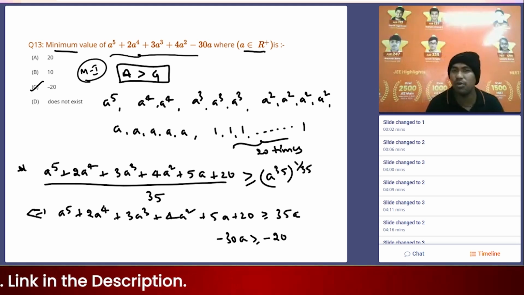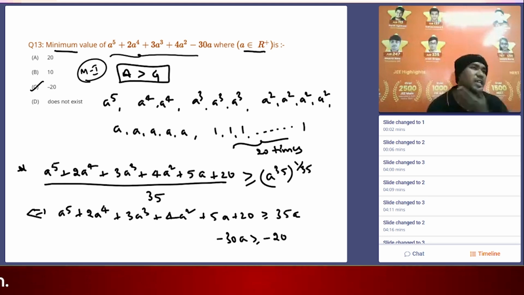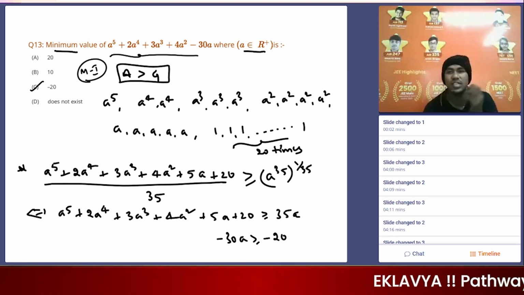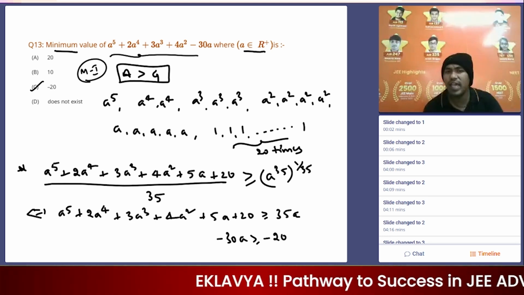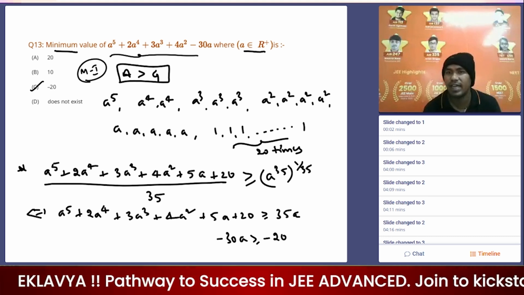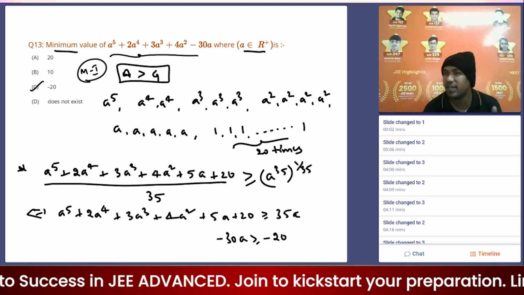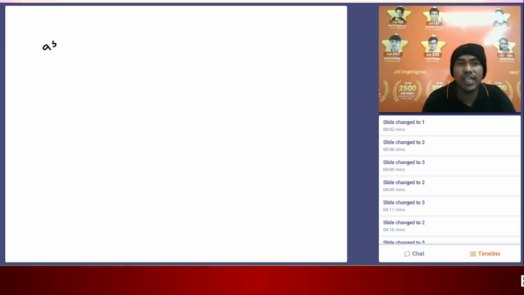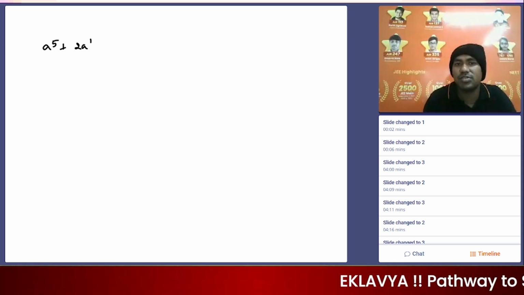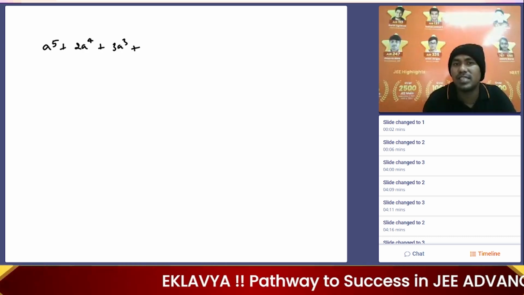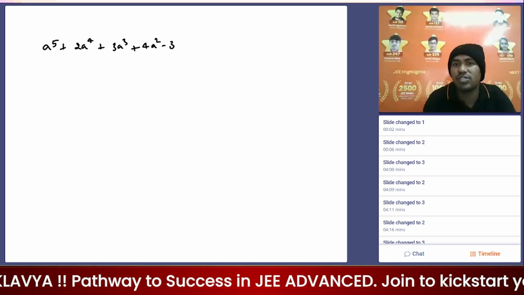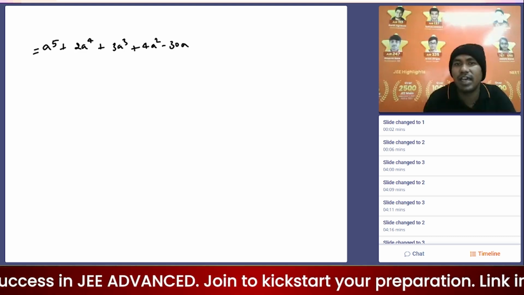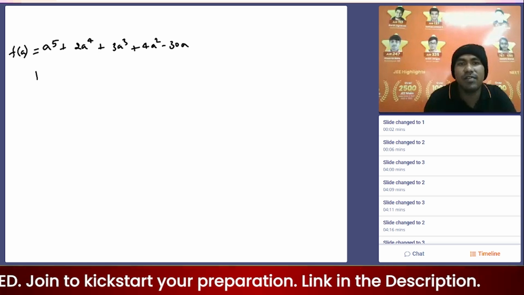So let's take one more method also, because whenever minimum or maximum values are asked and a function is given, we have our weapon in our hands. What is that? The second derivative test. If you make use of the second derivative test, then we can easily identify the minimum value. You see how we will apply the second derivative test here. They have given a^5 + 2a^4 + 3a^3 + 4a^2 - 30a. Let's take this as some function f(a).